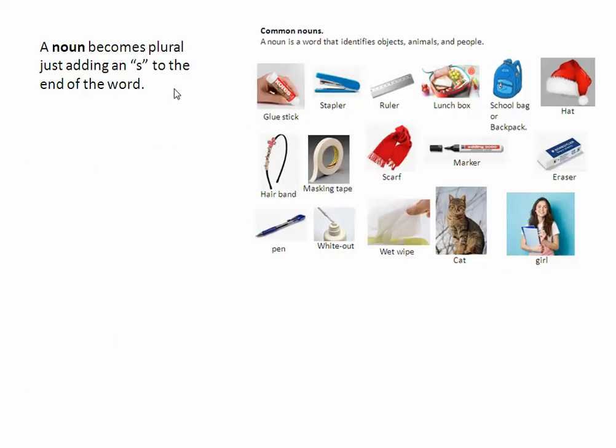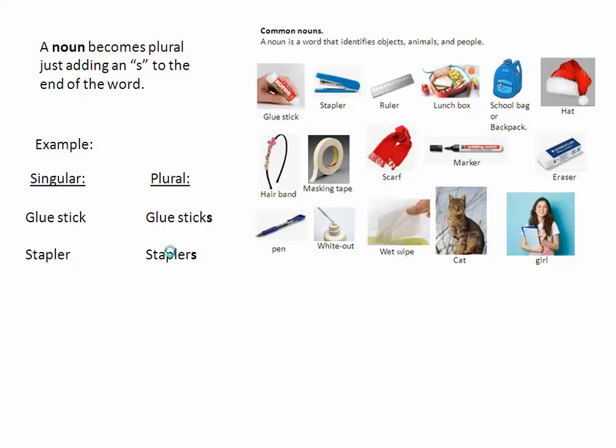A noun, guys, becomes plural just by adding an s to the end of the word. For example, in this case we are talking about a singular noun. We have glue stick, singular, and plural is glue sticks. I add a letter s to the final letter of the noun. Here we have a stapler, staplers, a ruler, rulers, etc.